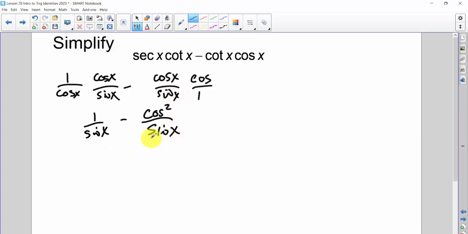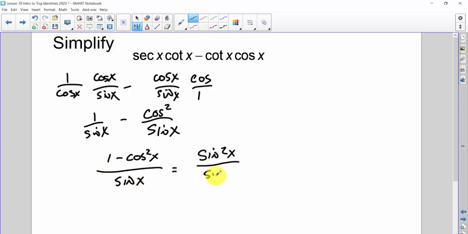Common denominator, I can add, so this is 1 minus cosine squared of x over sine of x. And here's our first Pythagorean identity looking at us. 1 minus cosine squared is equal to sine squared over sine, which is equivalent to sine because one of those sines reduces. That's one way to get that problem done.